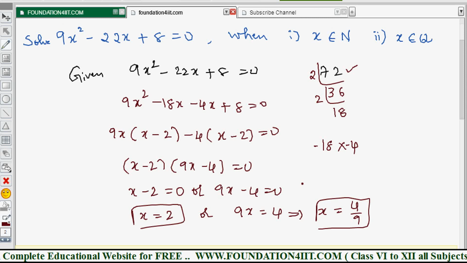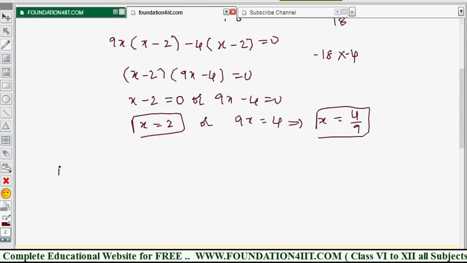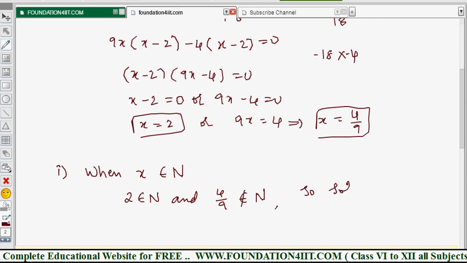Now according to the condition, first when x belongs to natural numbers and then when x belongs to rational numbers. First, when x belongs to natural numbers: from these two answers, 2 belongs to natural numbers, right? And 4 by 9 does not belong to natural numbers. So according to the first question, the solution set is only 2, not 4 by 9, right?